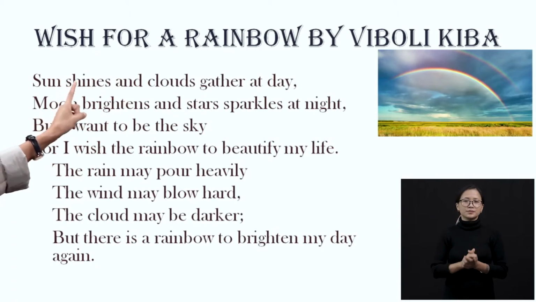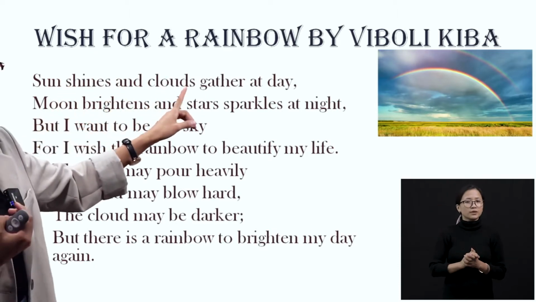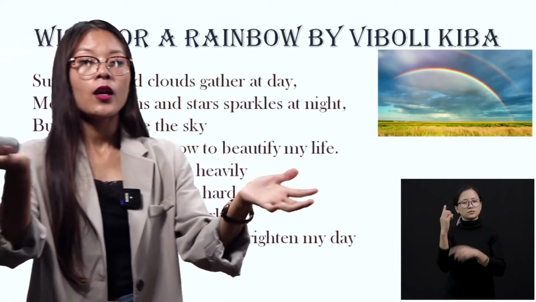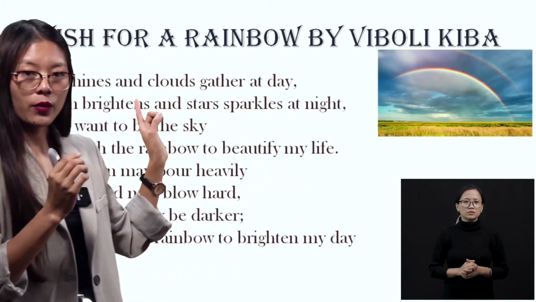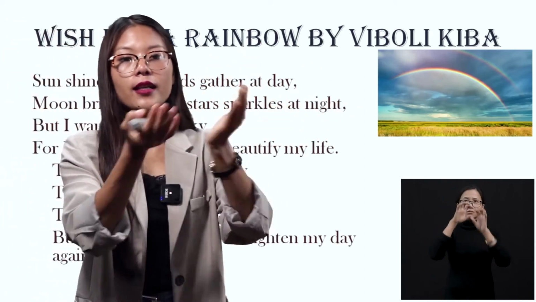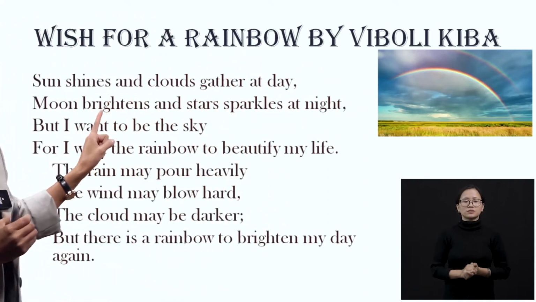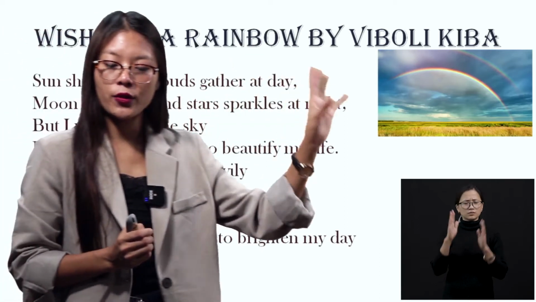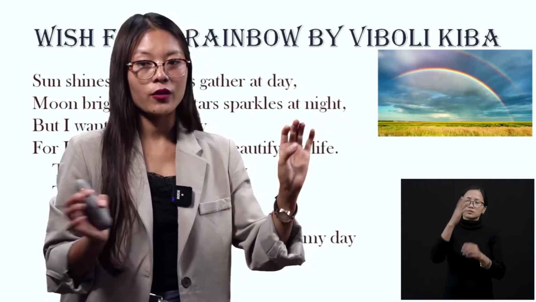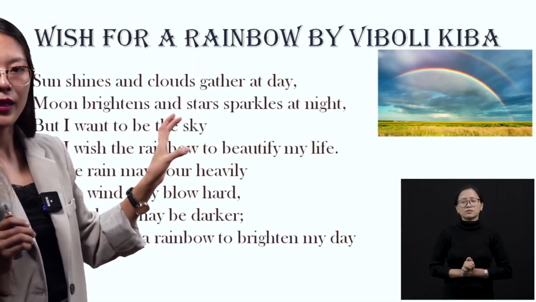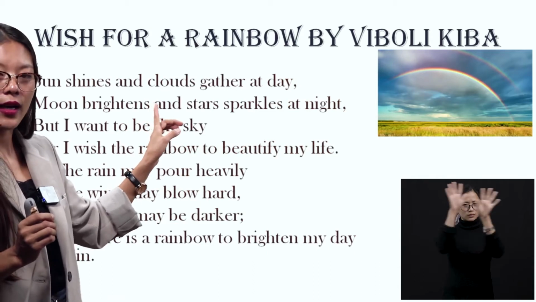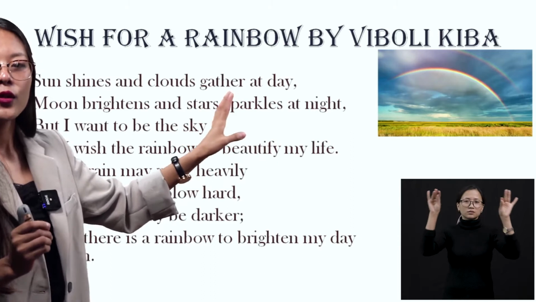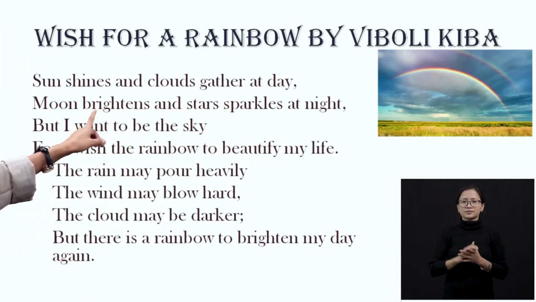Sun shines and clouds gather at day. That means during the day the sun shines, right? And the clouds gather. The sun was shining, but now the clouds started to gather during the daytime. Now, moon brightens and stars sparkle at night. During the nighttime, what do we see? We see the moon, right? We don't see the sun during the nighttime. So we see the moon, it brightens the sky during the night. And we also see stars sparkling at night.